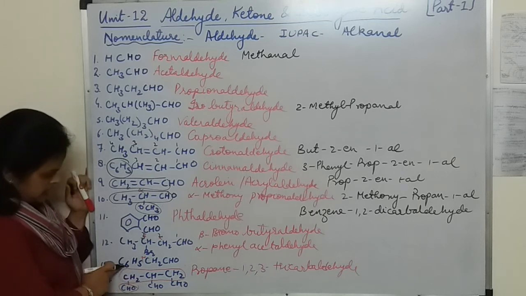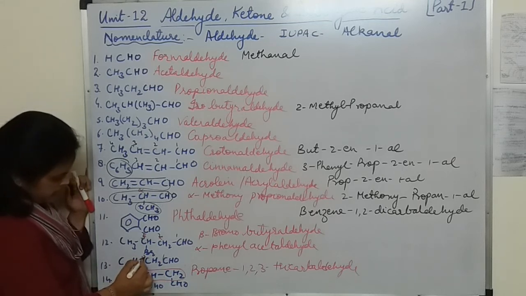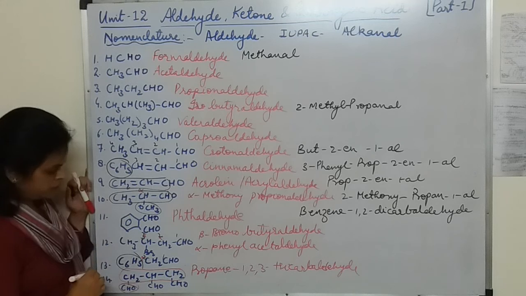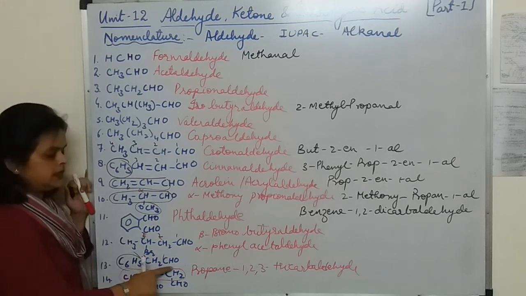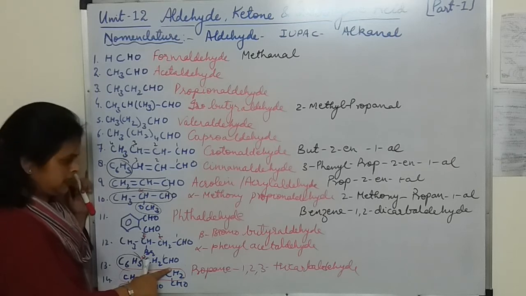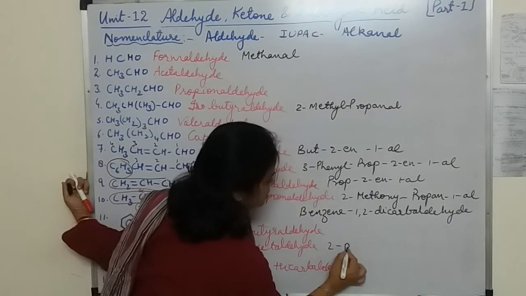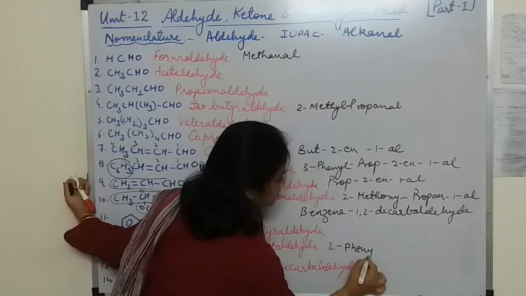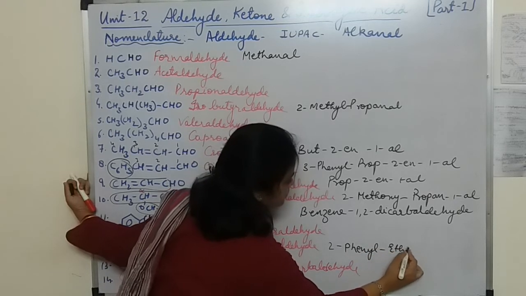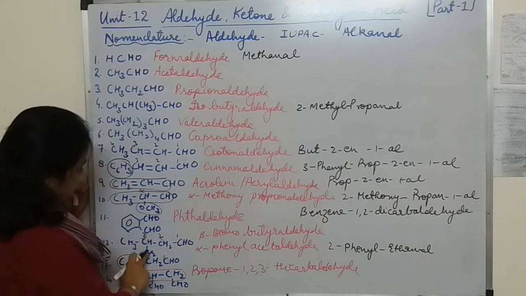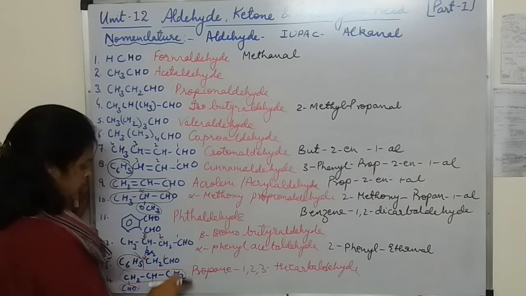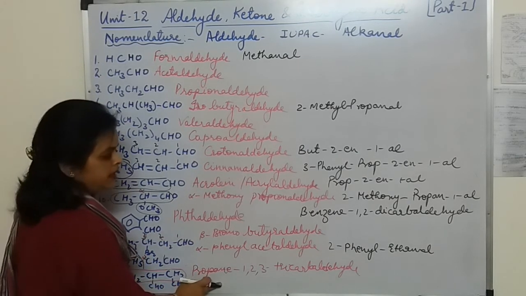Its name: this is the chain, 1 and 2, and this is a substituent. So what will you write as its name? 2-phenyl ethanal. And here we had already written 3-bromobutanal. And for this, students, the name will remain the same.